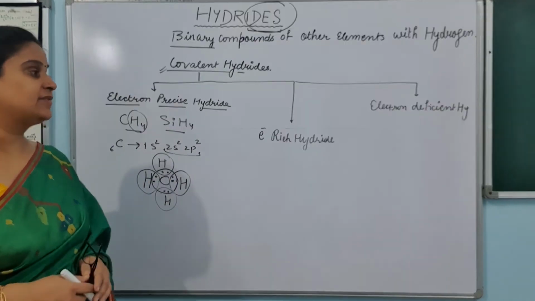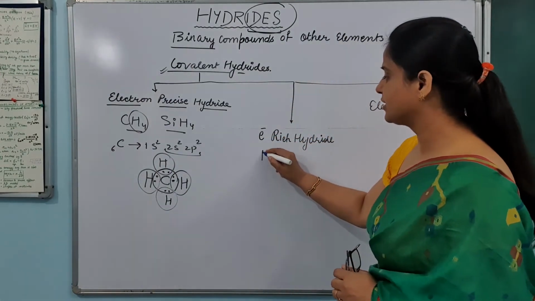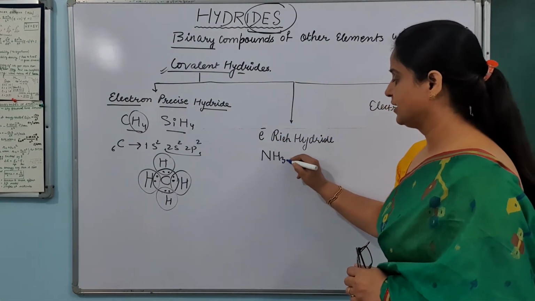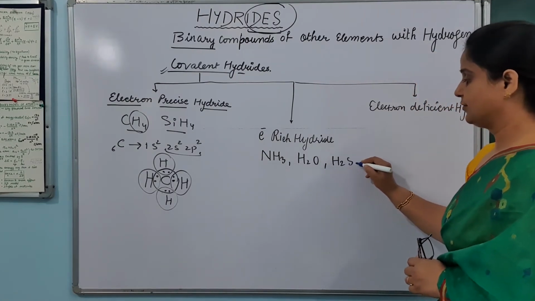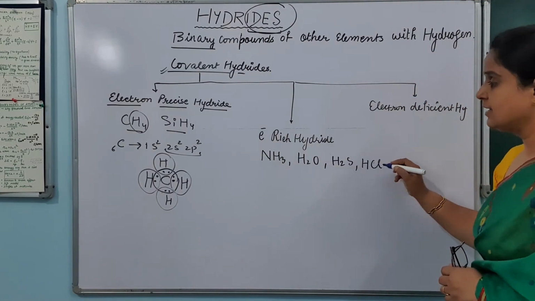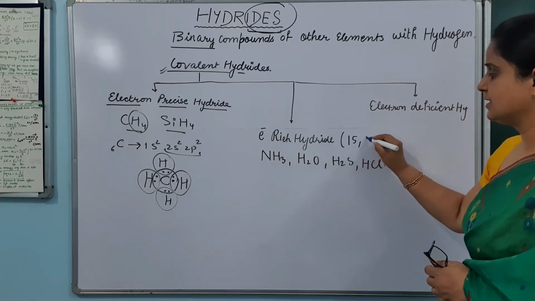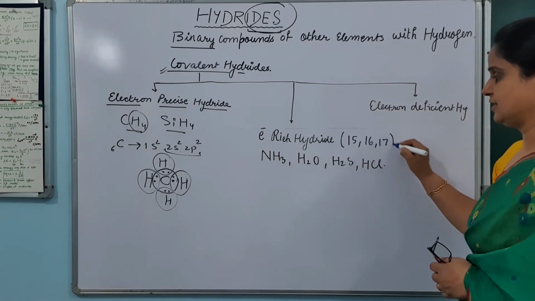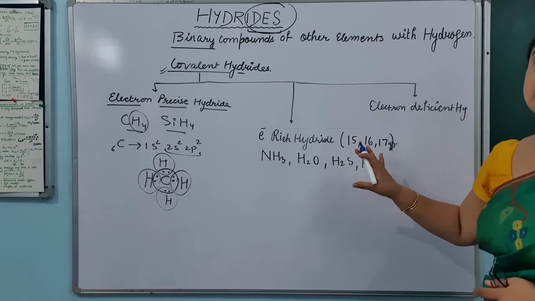On the other hand, we have electron rich hydrides also. In electron rich hydrides, a very good example is NH3, H2O, we have H2S, we have HCl. Basically, the elements of the groups 15, 16 and 17. So these group elements have a tendency to form these kind of hydrides.